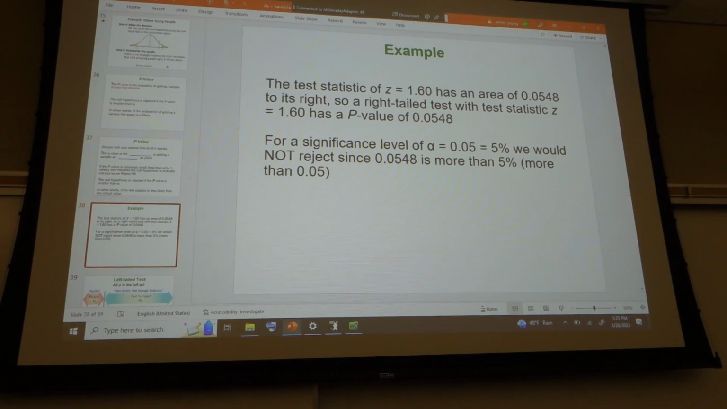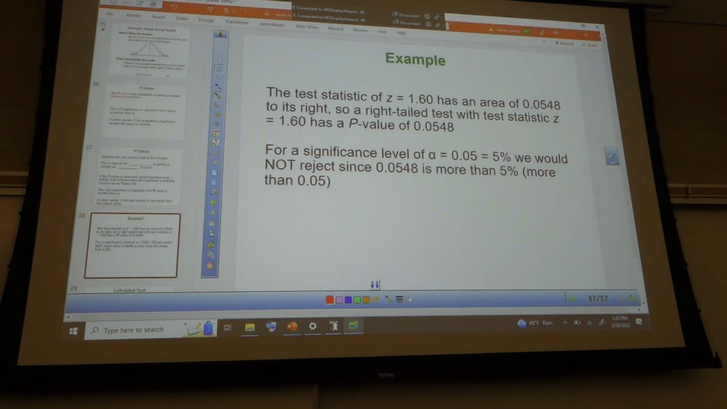So for example, the girl baby problem had a z-score of 1.60, and the area on the right was 0.0548. That would be its p-value. So here, we would not reject the null hypothesis because it's not equal to or less than alpha. It's not 5% or less. So we'd say it's not unusual.